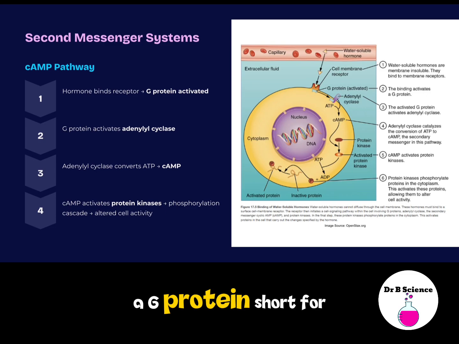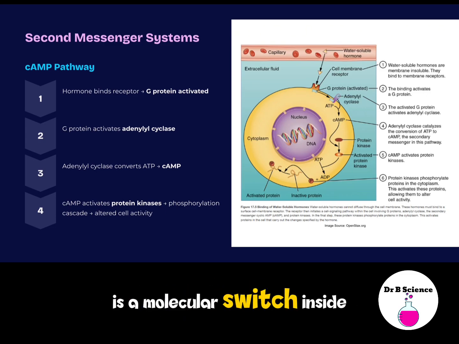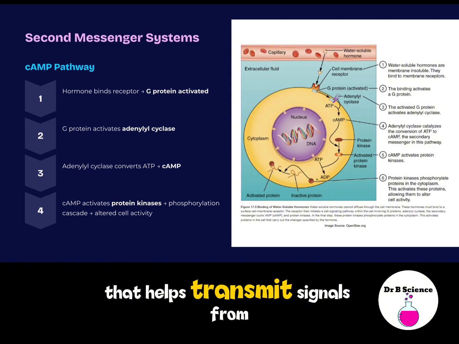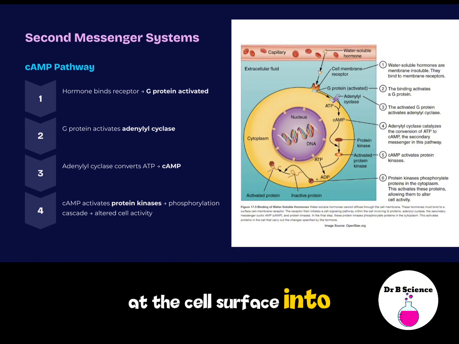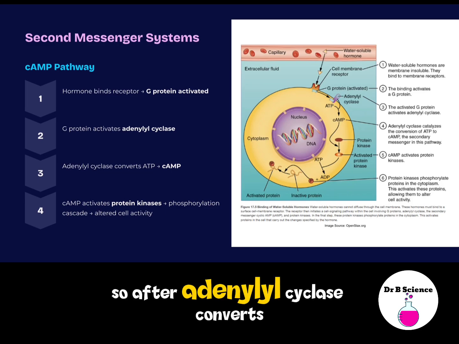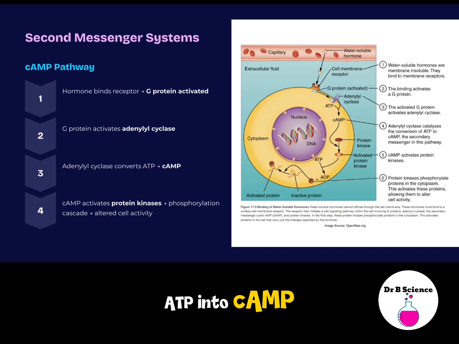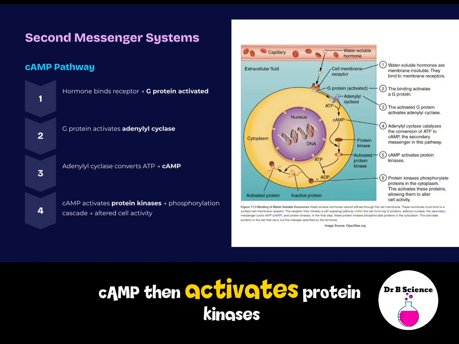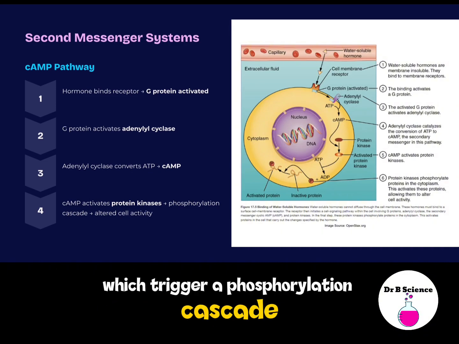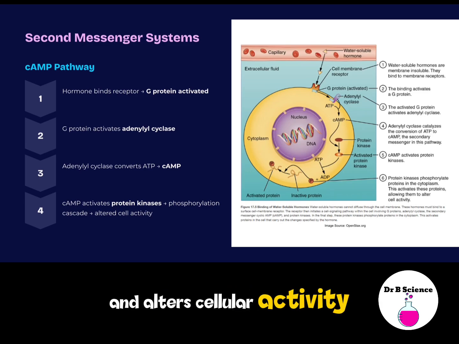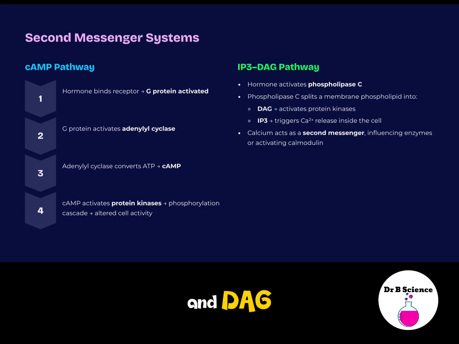A G protein, short for guanine nucleotide binding protein, is a molecular switch inside the cell that helps transmit signals from a hormone or neurotransmitter at the cell surface into the cell. So after adenylyl cyclase converts ATP into cyclic AMP, it then activates protein kinases, which trigger a phosphorylation cascade and alter cellular activity. Another major pathway uses IP3 and DAG.